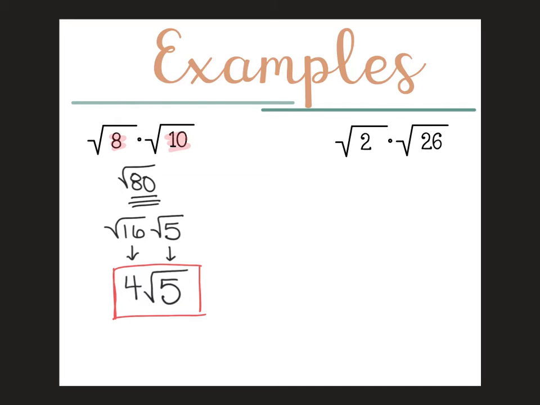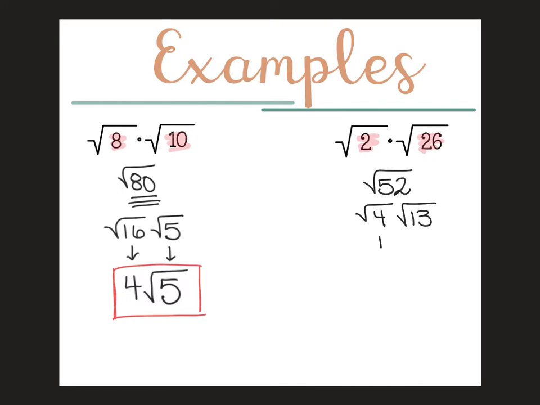So the second one, same idea. Since these numbers are both in the radical, you can multiply them together. So 2 times 26 is 52. So this is really square root of 52. What perfect square can you divide 52 by? And when you're looking through that list, hopefully you could figure out that it was 4 times 13.